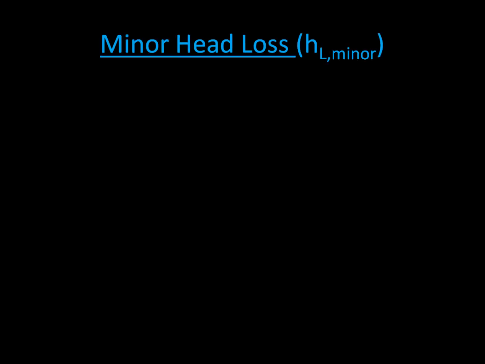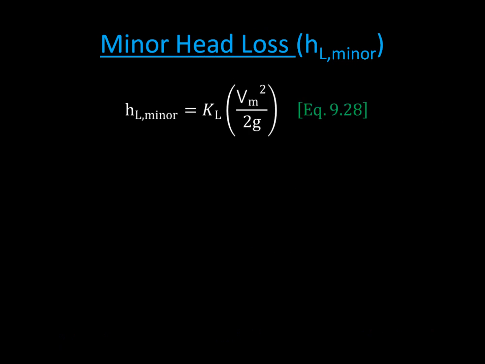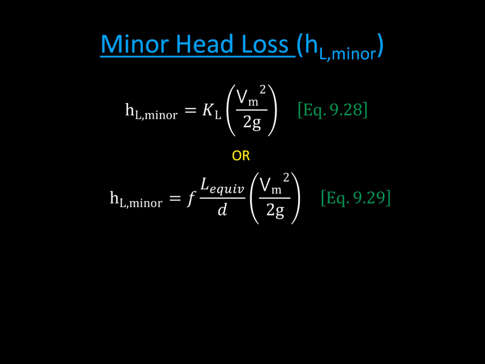So let's sum it up. Minor head loss. Your equation is 9.28. It's your loss coefficient times the mean velocity squared divided by 2 times the acceleration due to gravity. Now, there's another way to express this that's in your book and could be asked on an exam or a problem set.